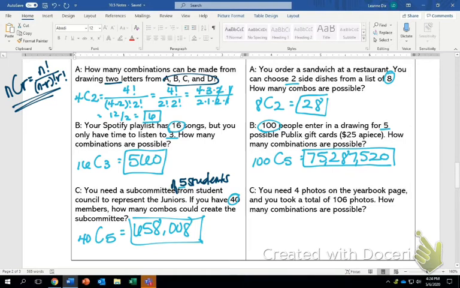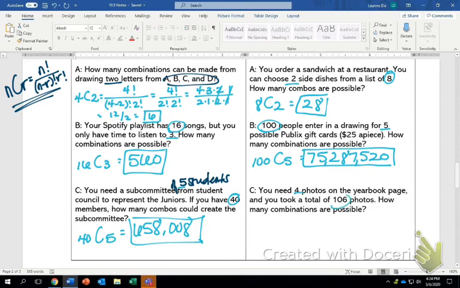The one next to it says you need 4 photos on a yearbook page, and you took a total of 106 photos. How many combinations are possible? Again, it doesn't specify that we need a certain picture at the top or a certain picture at the bottom. It doesn't specify anything like that. So because there are no specifications, order does not matter. You just need 4 good photos.